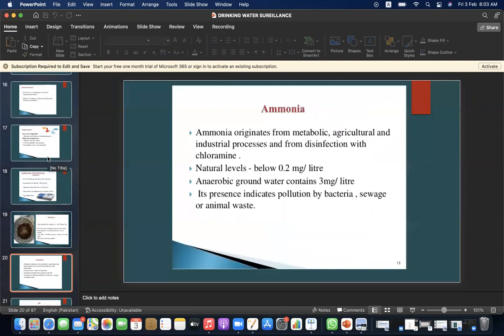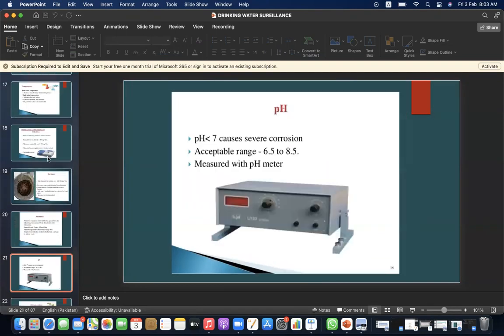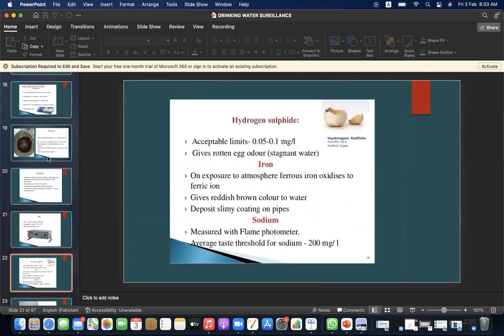Ammonia. Ammonia originates from metabolic, agricultural, and industrial processes and from disinfection with chloramine. Natural levels are below 0.2 milligram per liter. Anaerobic groundwater contains 3 milligram per liter. Its presence indicates pollution by bacteria, sewage, or animal waste. pH less than 7 causes severe corrosion. Acceptability range is 6.5 to 8.5, measured with a pH meter.